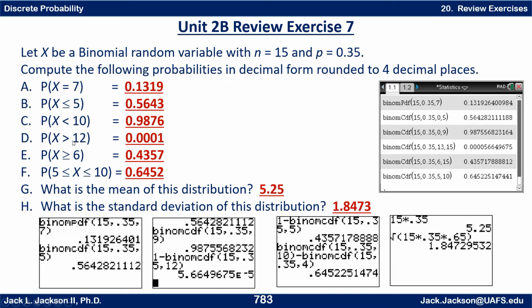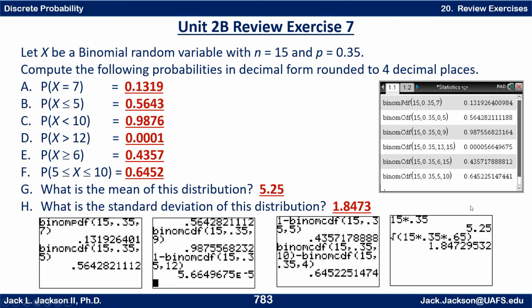Then this one, it's easier. Greater than 12 would be 13, 14, and 15. So that's 13 for lower, 15 for upper. And this one here, greater than or equal to 6, starts at 6, it goes up to 15. And the last one is the easiest. It's the 5 and the 10 there. And those numbers should agree with what we had here.